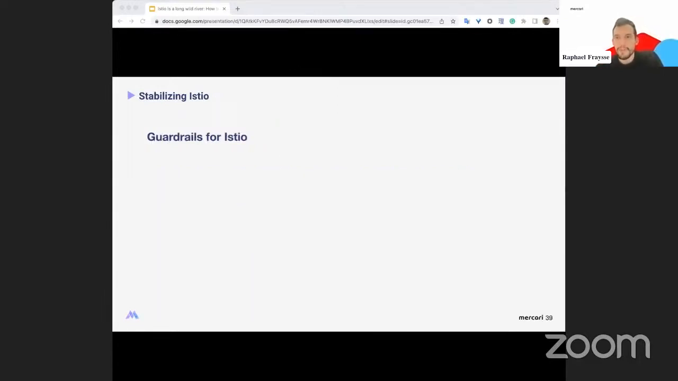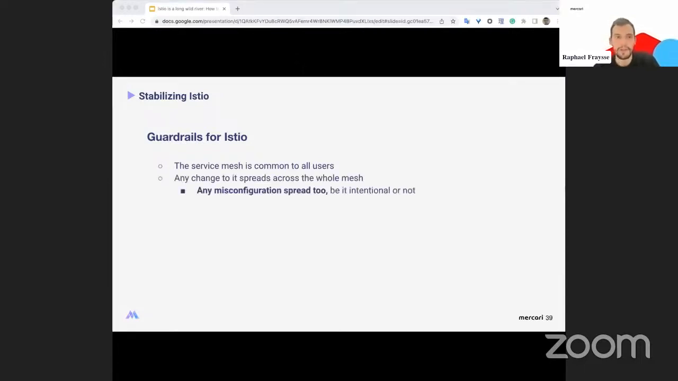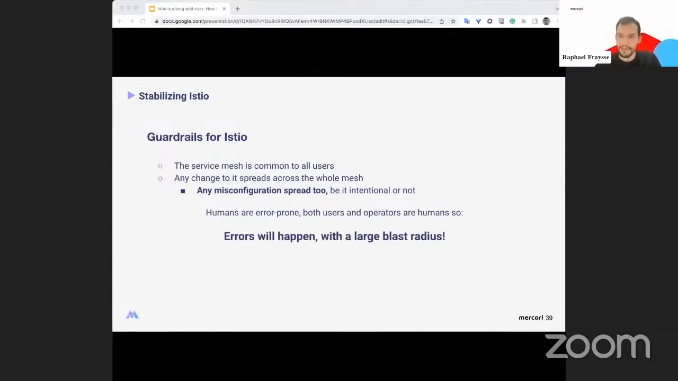The last part of the stabilizing section is about guardrails. I said the service mesh is common to all users, and any change to it spreads across the whole mesh. So any misconfiguration will also spread, even if you don't want it to. As professionals, we always try to minimize our errors, but we are humans and error prone, which means that ultimately errors will always happen, and with a large blast radius, especially when something spans all your infrastructure.